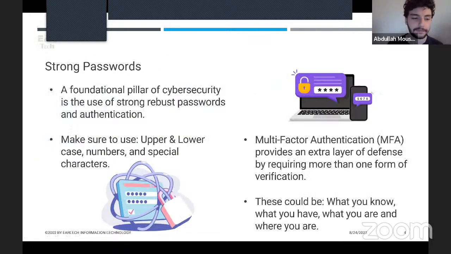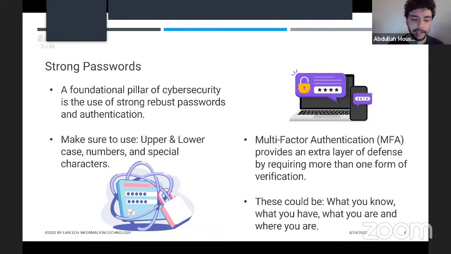Okay, so one of the foundational pillars of cybersecurity is the use of strong passwords and robust authentication methods. Weak passwords are susceptible to hacking attempts, which can potentially compromise your accounts and any sensitive data linked to it. So when crafting a strong password, you want to make sure to use uppercase and lowercase letters, some numbers, any special characters you can think of. There's a very good reason why modern websites require you to include at least one of those things.